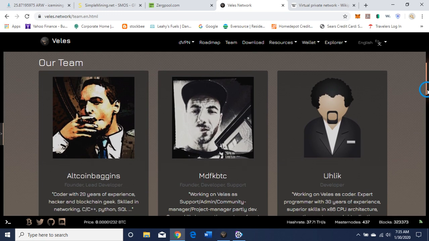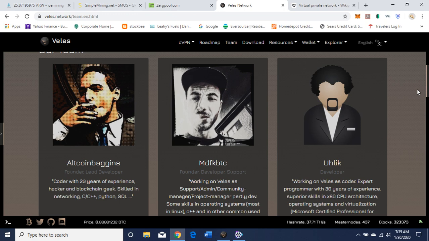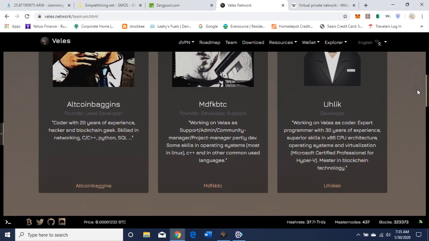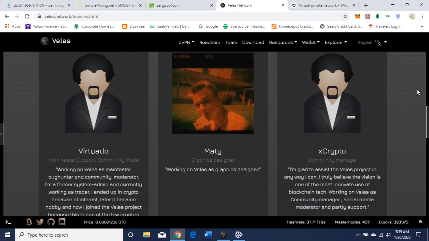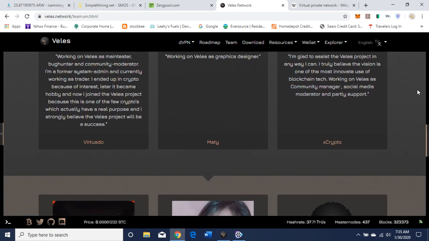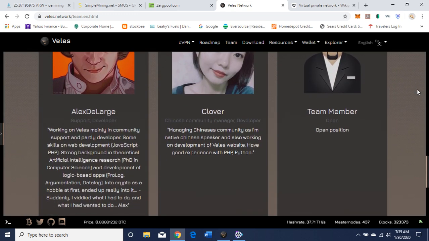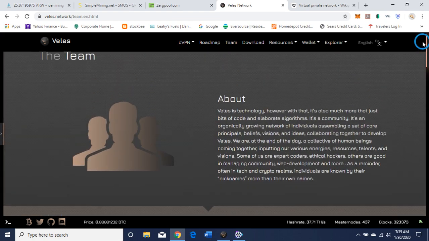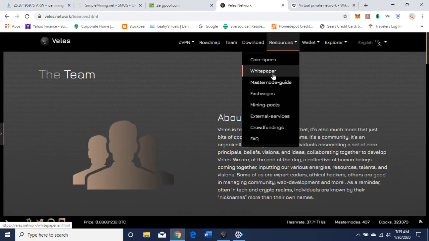So typically you see this in cryptocurrency projects. A lot of people with not really any kind of picture, or even a name. But here's a description of some of the developers and people associated with the project. You can read about them more in depth when you get a chance. And here's some resources: masternode guide, exchanges, mining pools, external services, crowdfunding.